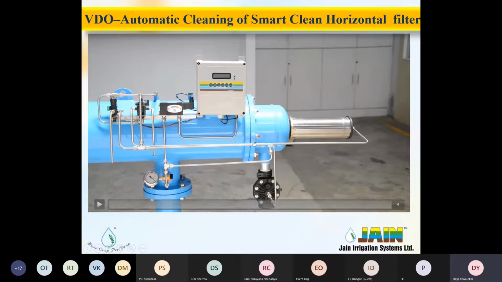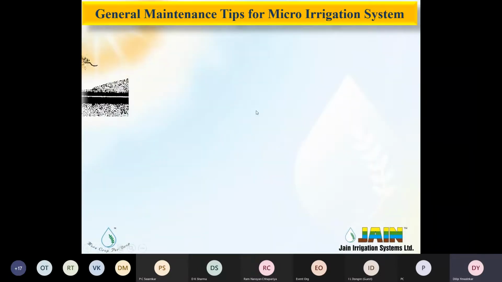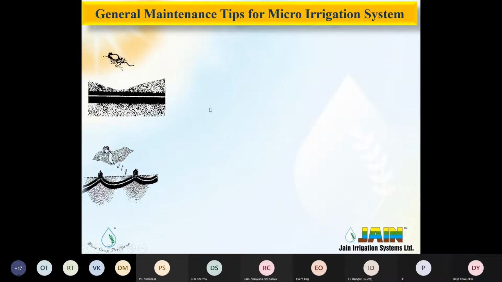Now it is also the same smart clean filter, but this is a horizontal model. And the difference here is how the backwashing, the cleaning of this filter, is done.